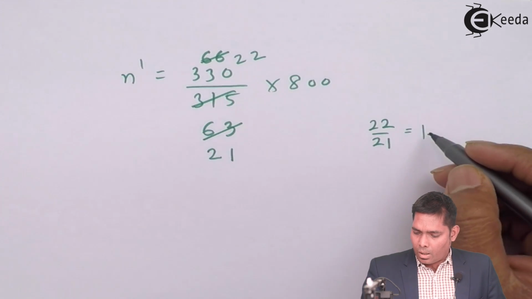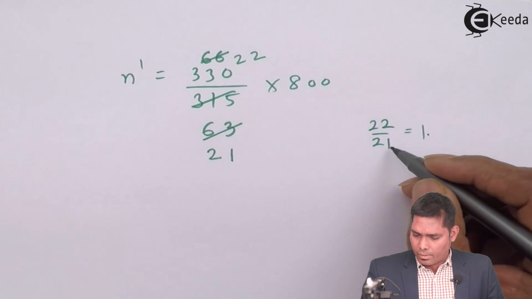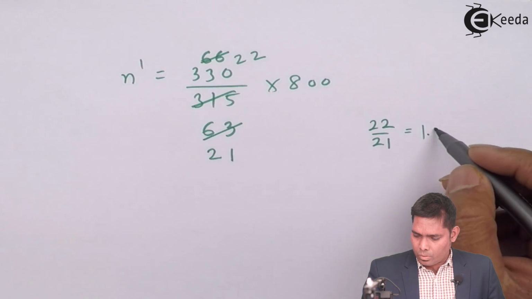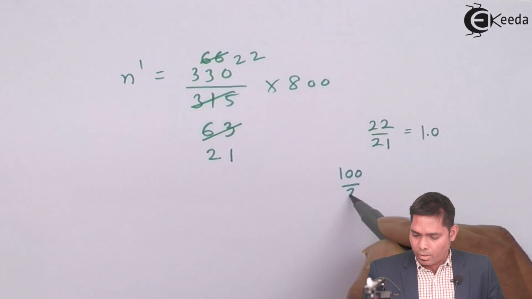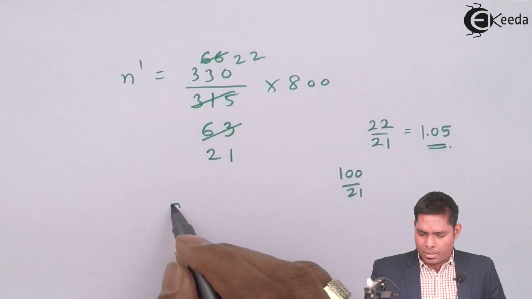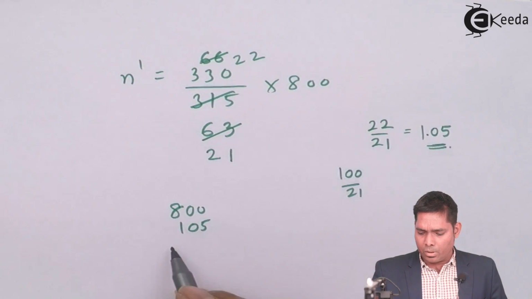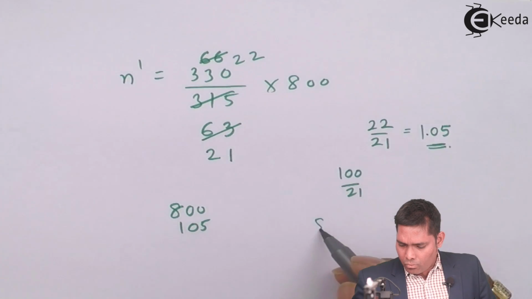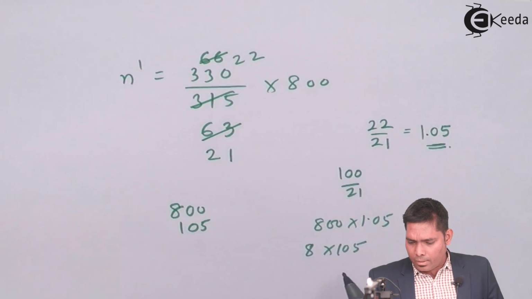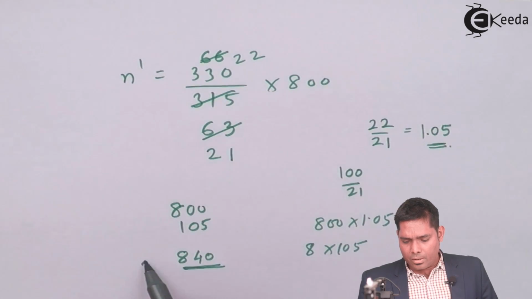The 0 is cancelled. Now 1.22 by 21, that is 3 7s are, so 1 is left. 0.00 100 by 21 is approximately 5. I'll take 1.05. If I multiply 800 with 1.05, okay, 800 into 1.05, that is 8 into 105. So this way I can do that. Then it is 840. I'm getting 840 approximately.